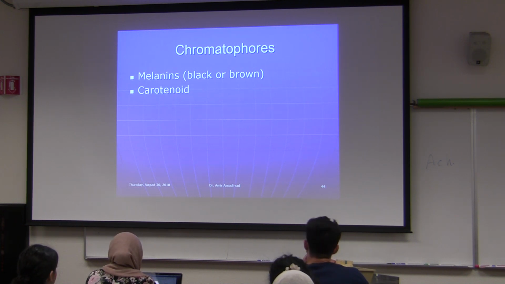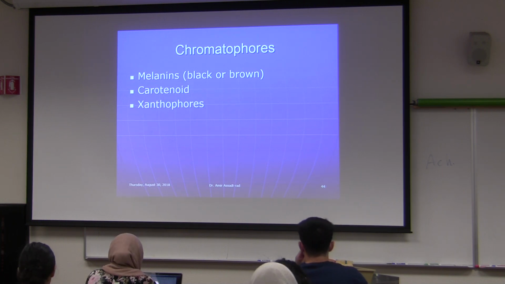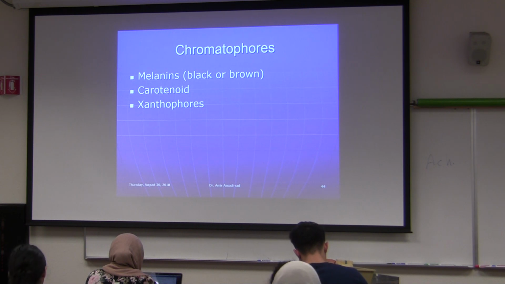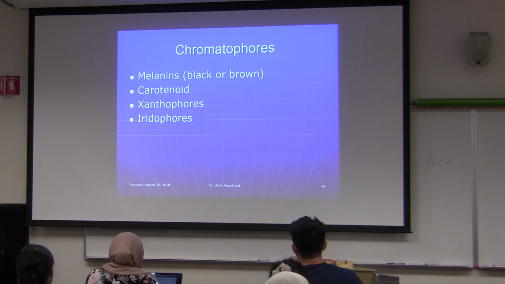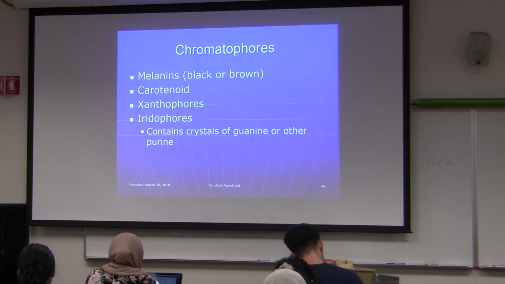And that's one of the pigments in the skin. And then there are other pigments, carotenoid, which is orange, xanthophore, which is yellow. Those are the pigments in the skin. Iridophore, you do not have it. Animals that change their color, like octopus, like some frogs, they camouflage themselves. They have the pigment called iridophore. And iridophore contains crystals of guanine or other purine.